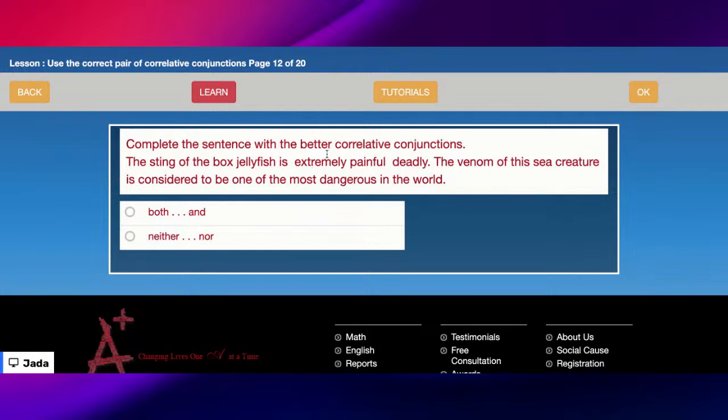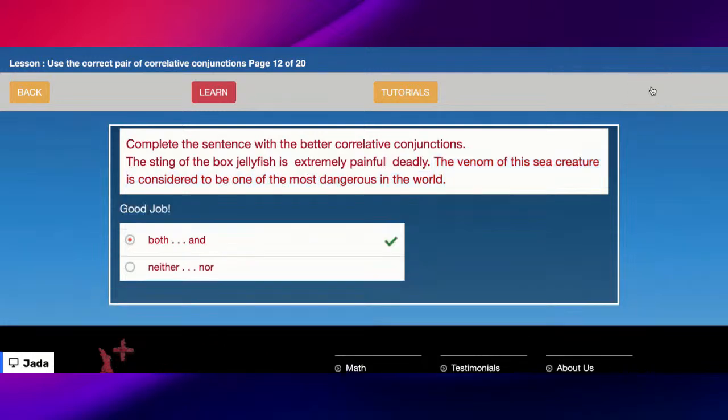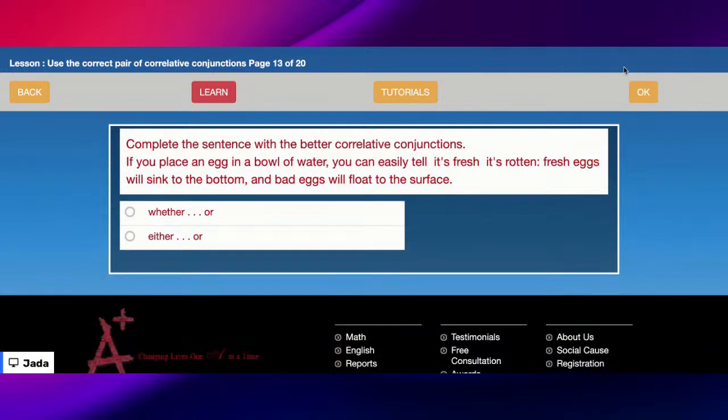The sting of the box jellyfish dash extremely painful dash deadly. So is it both extremely painful and deadly, or will you say neither extremely painful nor deadly? The venom of this sea creature is considered one of the most dangerous in the world. So remember that if we use both, it says that it's true, and if we use neither nor, it's untrue. We have a continuation that shows that it's true. So we cannot say neither nor. It's supposed to be true.